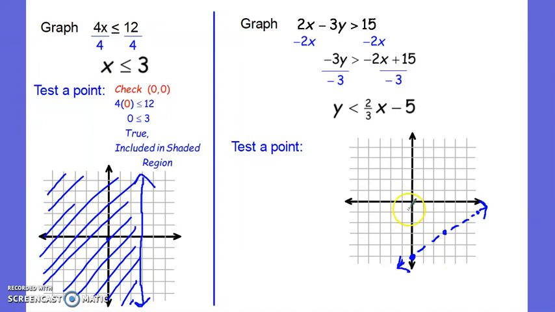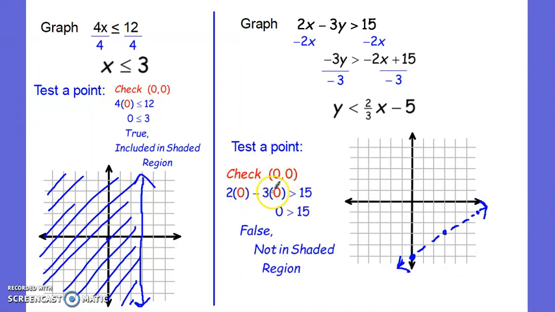And again, notice I didn't go through 0, 0, so that'd be a great point to check. If that's true, I'm going to shade everything above that line. If it's false, I'm going to shade everything below. So I'm going to plug in 0, 0, and I go back to the original statement. 0 minus 0 is greater than 15. So is 0 greater than 15? Well, no, that's false. So if 0, 0 is a false statement, everything above the line is false, which means I want to shade everything below the line. Everything down here will be a true statement.